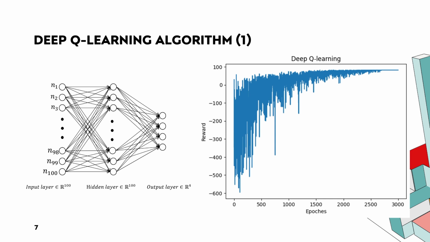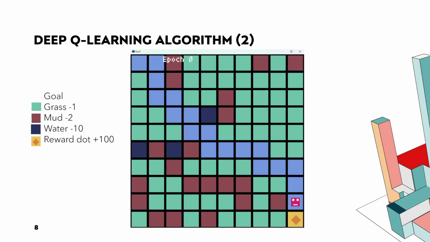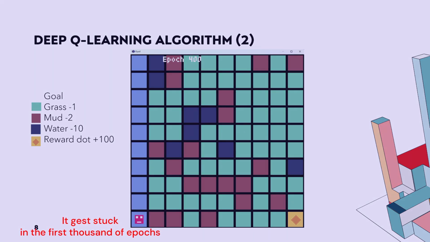Instead of storing a Q value for every state-action pair, the neural network takes the input state and predicts the set of action Q value pairs. This approach makes deep Q-learning scalable to problems with large state space.